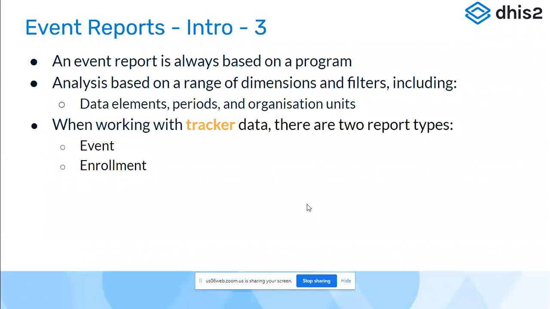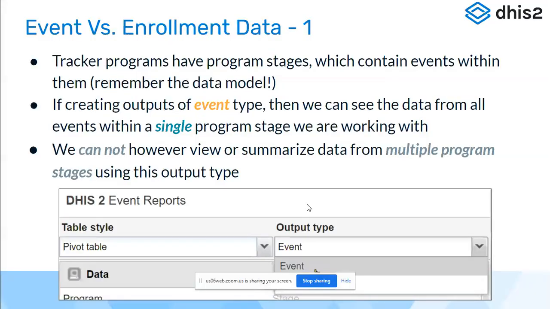While creating an event report, we always need to identify the program, for what program we need to see the report. And the analysis is based on a range of dimensions and filters like data elements, periods, and organization units. When we'll be generating these reports for the tracker data, there are two kinds of reports that we'll see. One is event and another is enrollment. Now, how are these different?